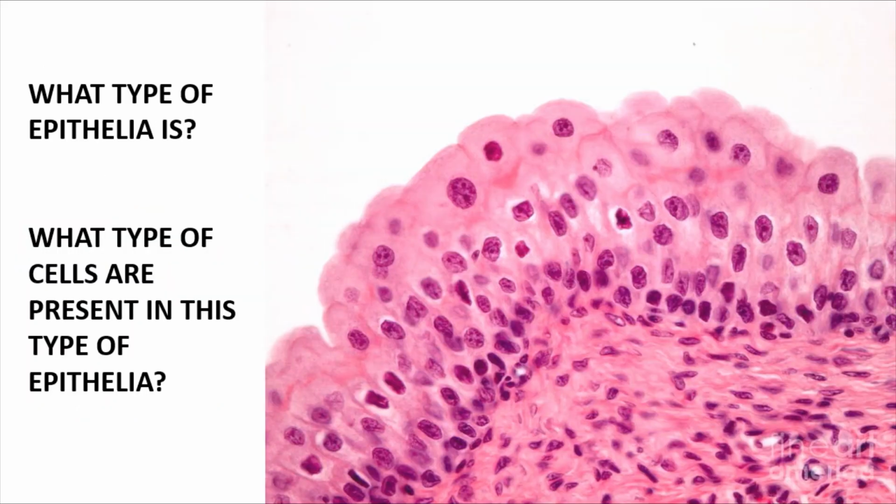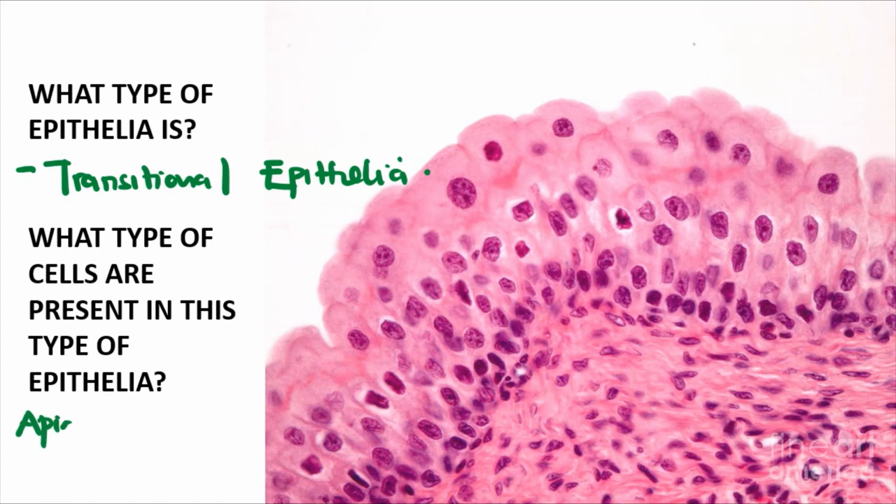What type of epithelia is this? This is transitional epithelium. What are the types of cells? The apical part has got umbrella cells. So these ones here are the umbrella cells.